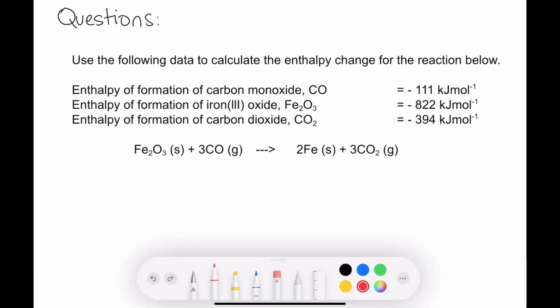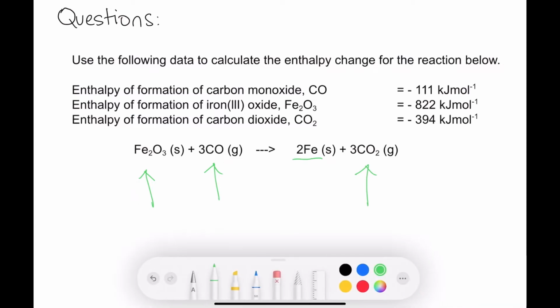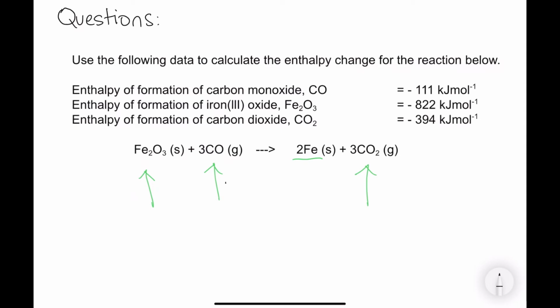Okay, so here is the first question using enthalpy of formations. Please pause and try to do this, and then I'll explain how to do it. Okay, so in enthalpy of formation, you have to remember the arrows will go upwards first. However, as iron is already in its pure element form, we don't have to write an enthalpy for that one. So the enthalpy of carbon monoxide is negative 111, but we also have to times that by 3. So we have 3 of those. Enthalpy of iron oxide is negative 822, and then enthalpy of formation of carbon dioxide, negative 394, which we also have to multiply by 3, giving negative 1182, and we are trying to find this.